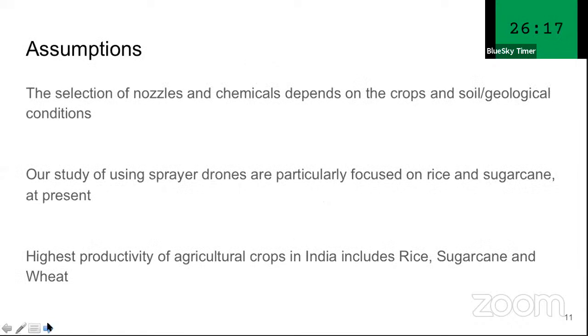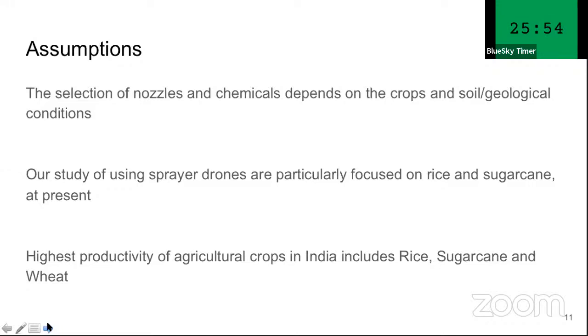The assumptions that actually go into what we're doing are that the selection of the nozzles and chemicals depends on the crops and the soil and geological conditions. So this has to be carefully done. Our study of using sprayer drones is particularly focused on rice and sugarcane at present. So that's a limitation of the scope of what we are talking about.